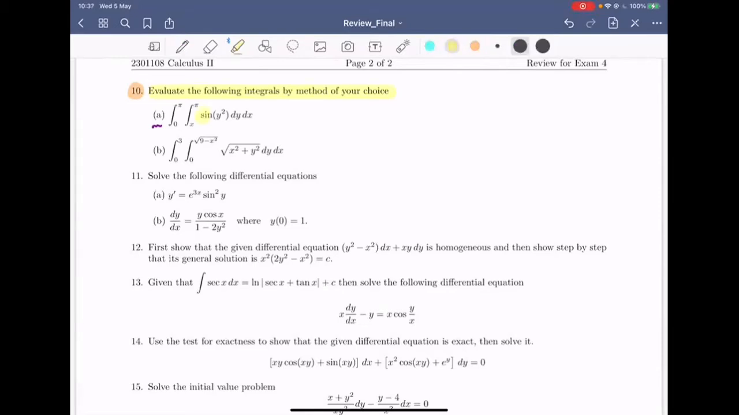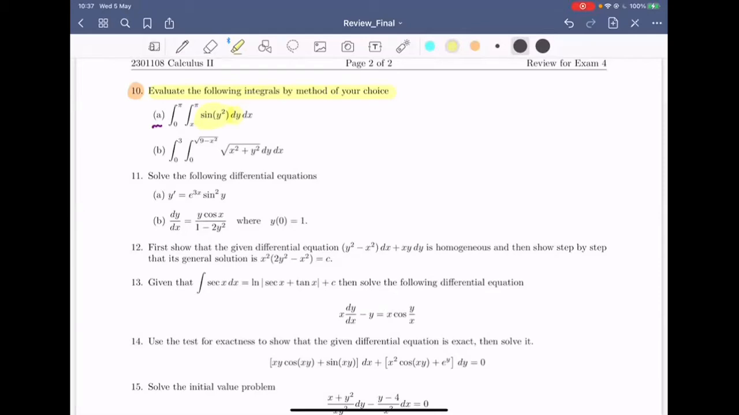In the integrand you have sine y squared. If you want to integrate with respect to y, it's going to be impossible, because you don't have a formula to integrate sine y squared. So for sure, you have to reverse the order of integration.